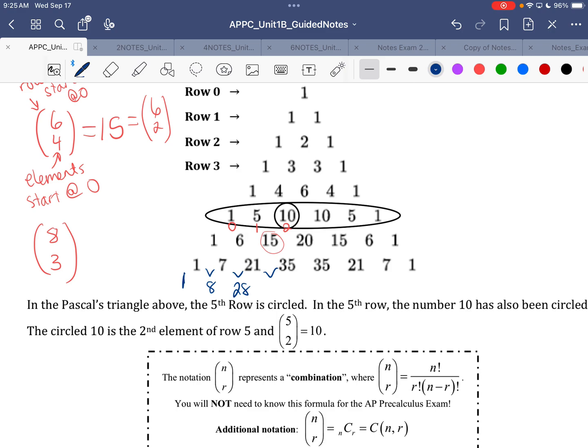21 plus 35 is 56. 35 plus 35 is 70, and then it's the same thing back down.